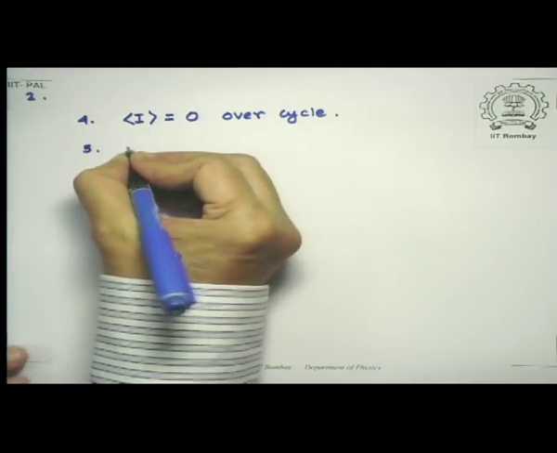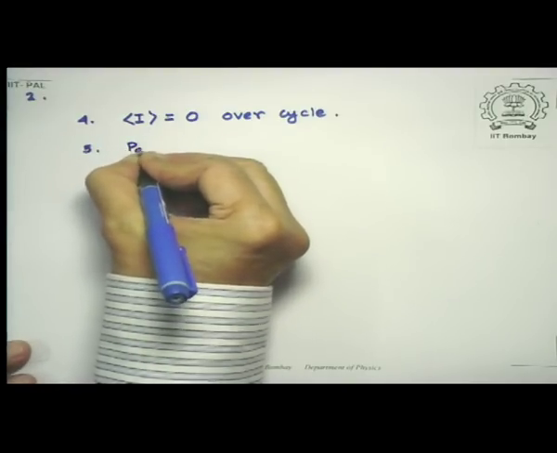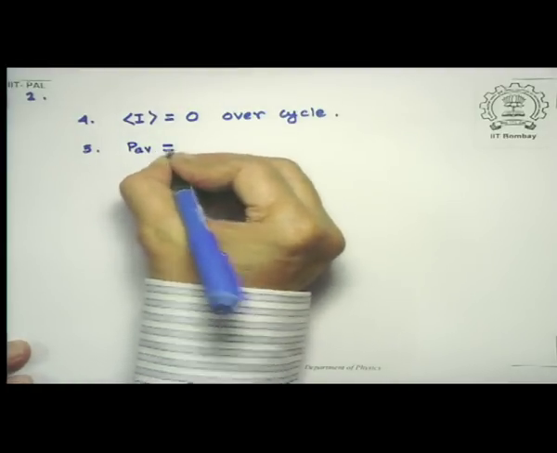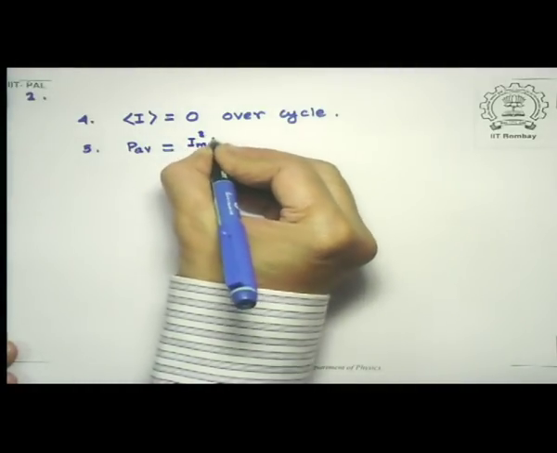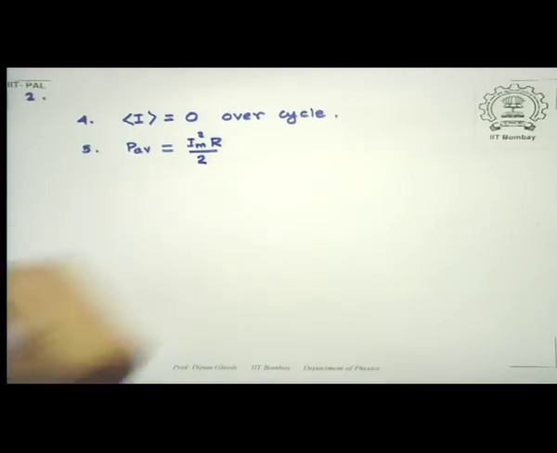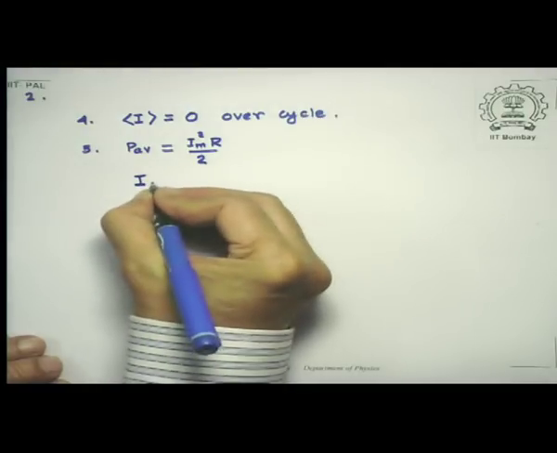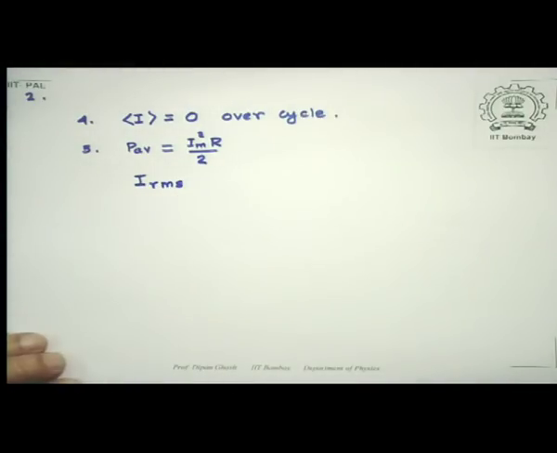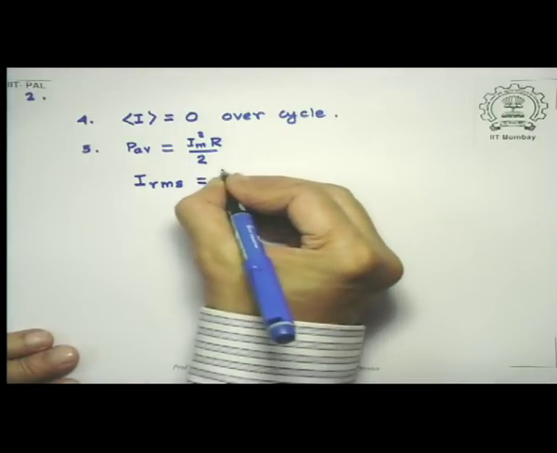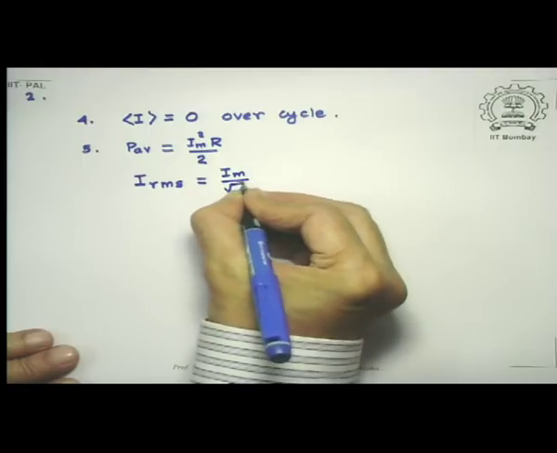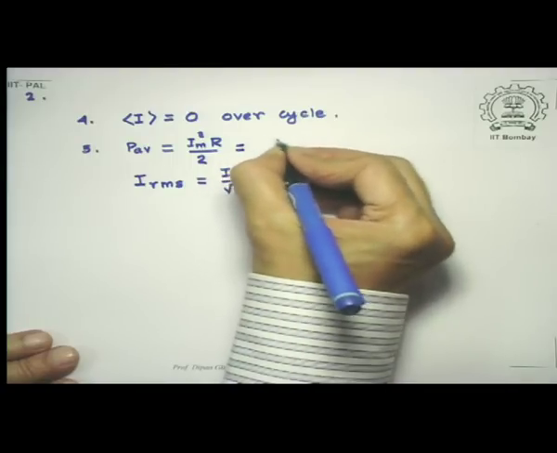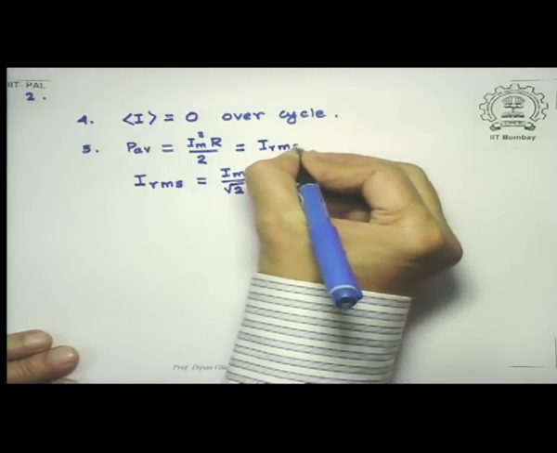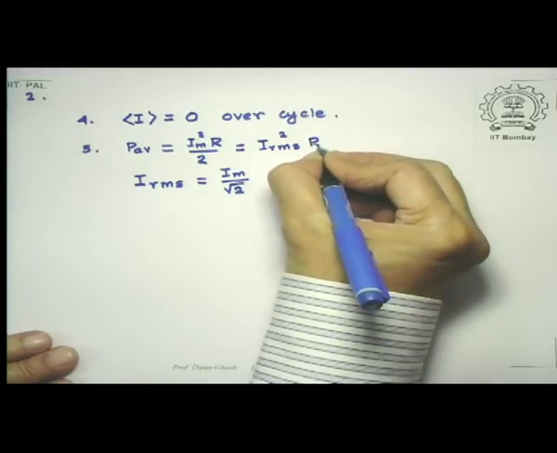For a purely resistive circuit, what we found is P average is given by Im square R divided by 2, which led us to define something known as RMS current, root mean square current, which is defined as the maximum current divided by square root of 2. If you do that, the expression for the P average works out to be identical to the expression that we had in case of DC circuits.